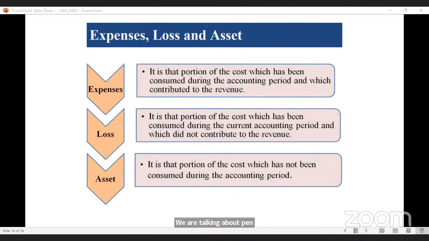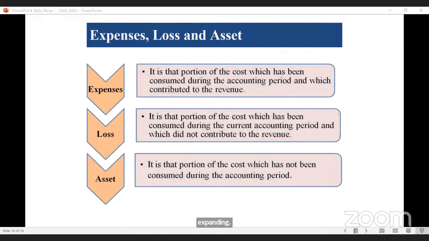So 2 days is the portion of the cost we have already consumed. 3 days not yet consumed. Are you getting? Yes, sir. Yes or no? So here I can say it is the portion of the cost which has been consumed during the accounting period and which contributed to the revenue. Why are you consuming? Why are you spending? The reason is it contributes to the revenue.